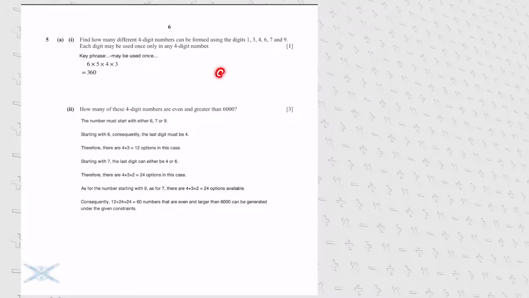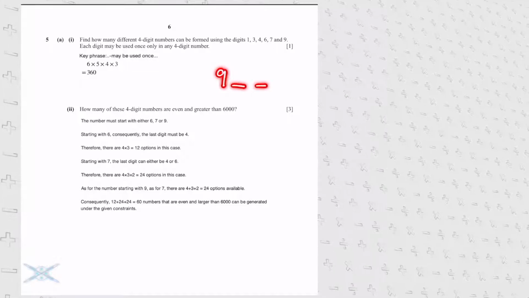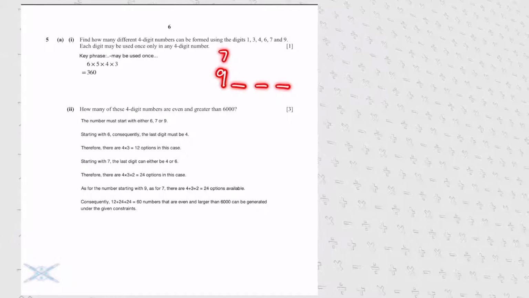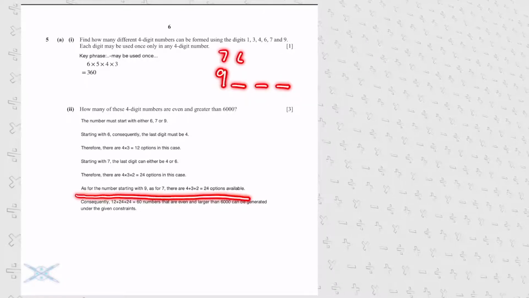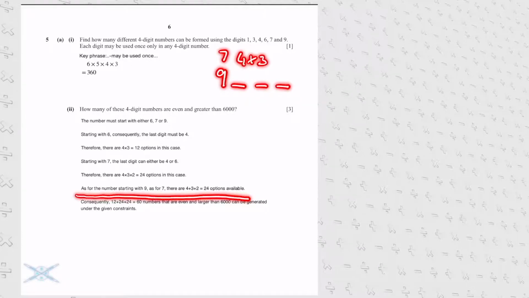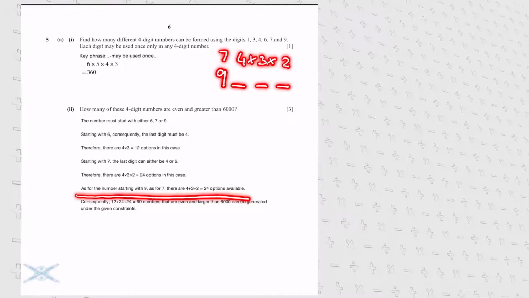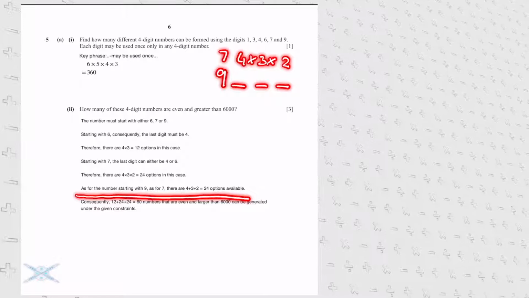If our 4-digit number were to start with 9 instead of 7, everything else would be the same except for the leading number. So in this case as well, we would be provided with 4 multiplied by 3 multiplied by 2 options, which are 24, for 4-digit numbers that would have 9 as their leading number.